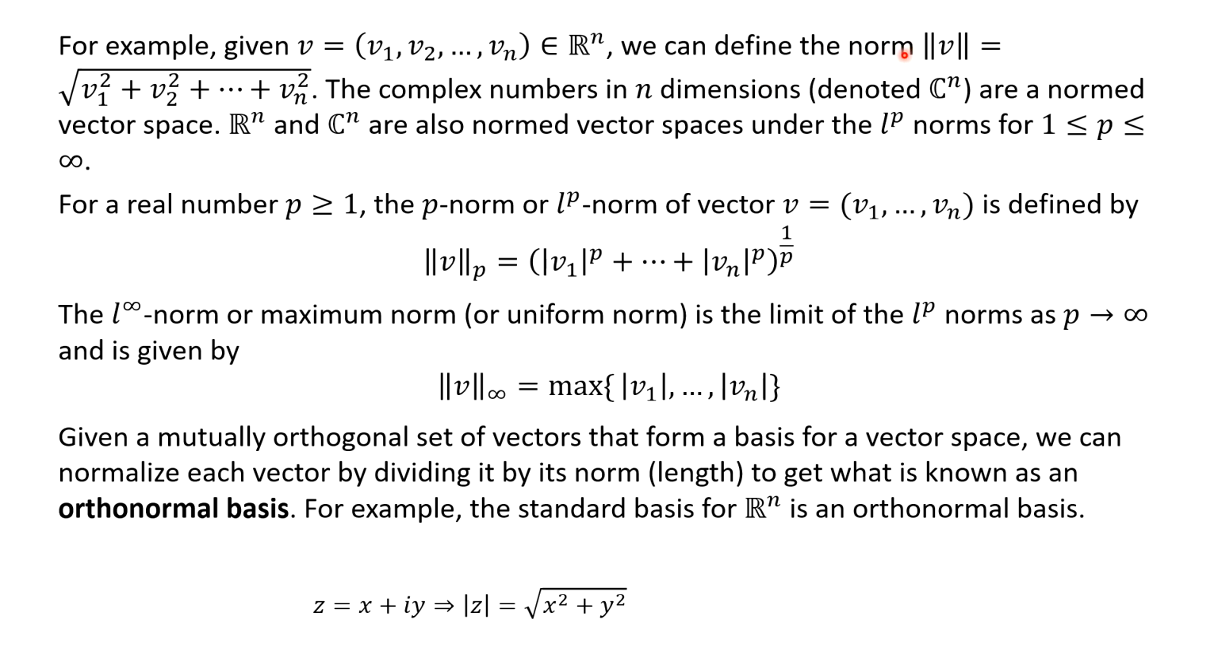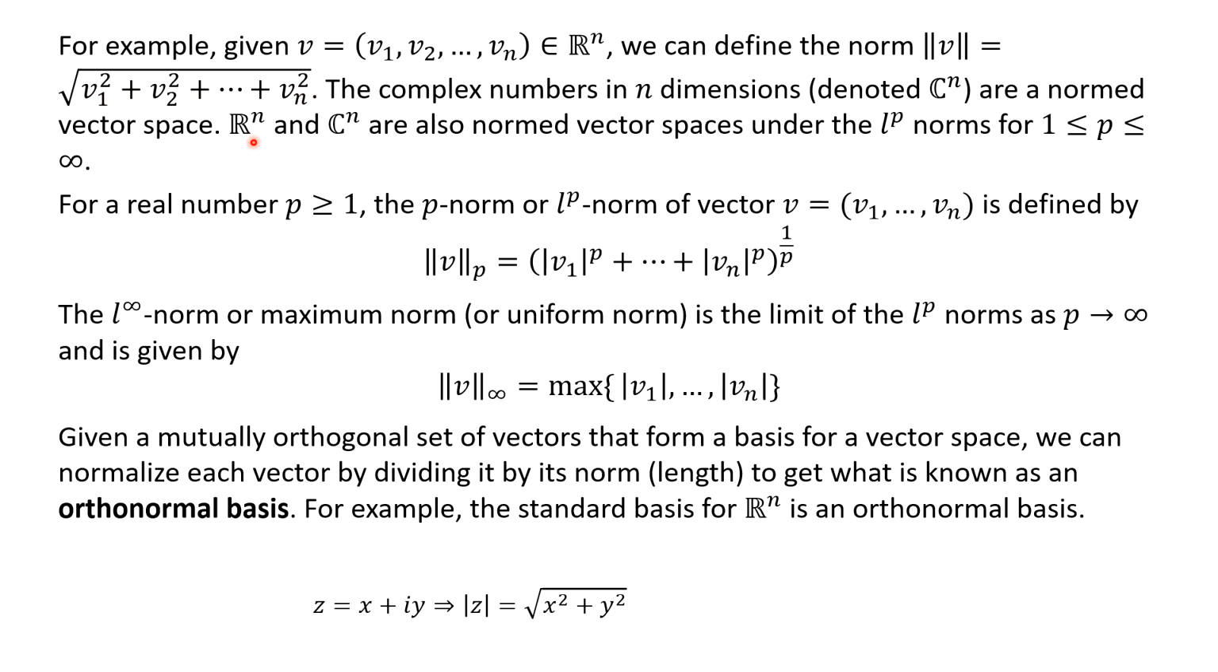I have a few examples of norms on this slide. I'll start with Rn. If you take a vector v from Rn, the standard Euclidean norm is just the square root of each component squared added together, so this expression. For the n-dimensional complex vector space Cn, we have almost the same thing, except instead of each complex number squared, we take the modulus of the complex number and square that, and then we add all those together.